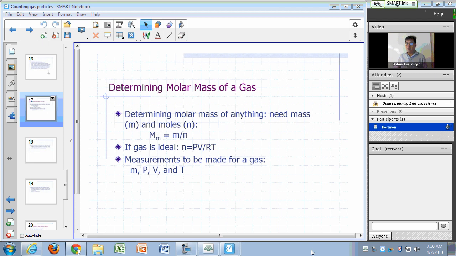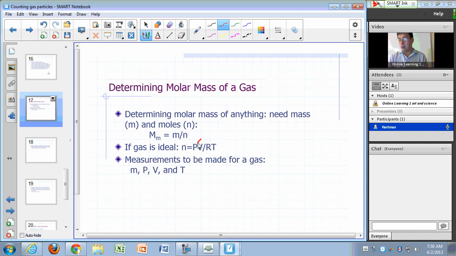Okay, all right, so last time we talked about counting gas particles, and we said basically if we know pressure, we know volume, we know the temperature of the gas, then we can count the number of moles of the gas. So one application of that equation would be to determine the molar mass of a gas, because to determine the molar mass of anything, if you recall, what does molar mass mean? It's the mass per mole. So all you need to do is find a way to measure the mass and then divide that by the number of moles, then that gives you the molar mass.